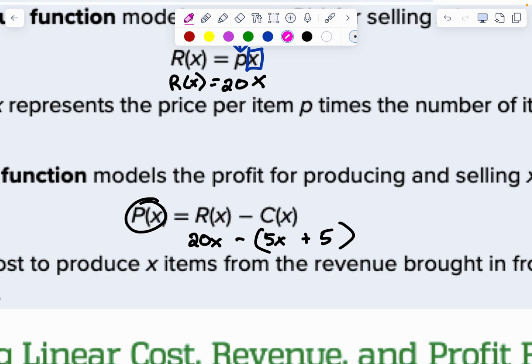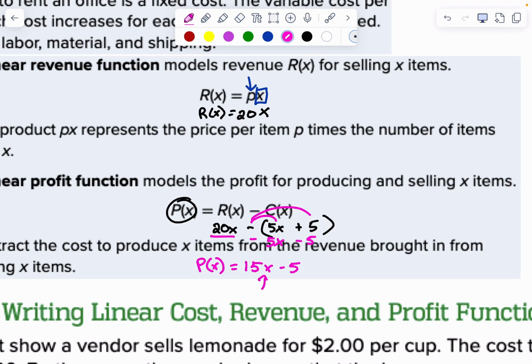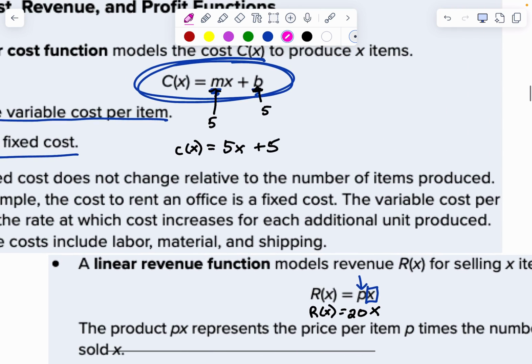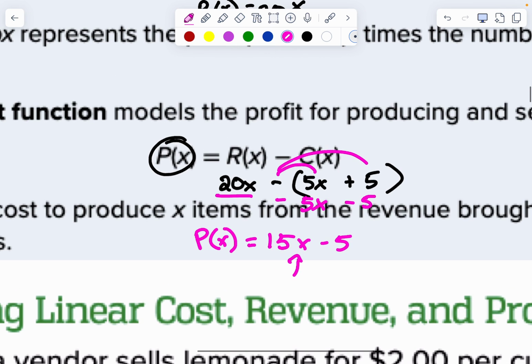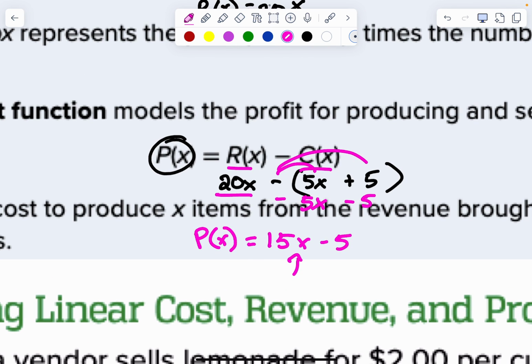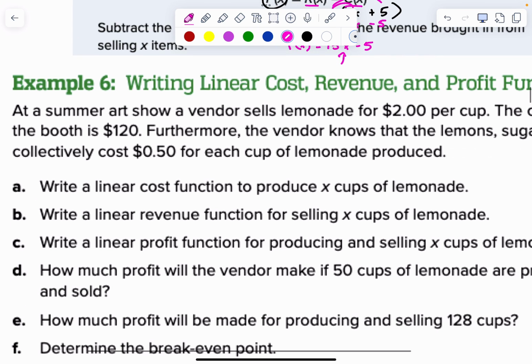So if we combine our like terms, 20x minus, don't forget that this negative is distributed, so minus 5x minus 5. We've got 15x minus 5. That is our overall profit equation, depending on how many shirts we sell, right? So if we only sell one shirt, we're still making $10 profit, right? And the profit goes up from there. So combining how much it costs us to produce an item versus how much we're selling, we subtract those two. Revenue minus cost will give us profit. They're going to do that here in this next example.